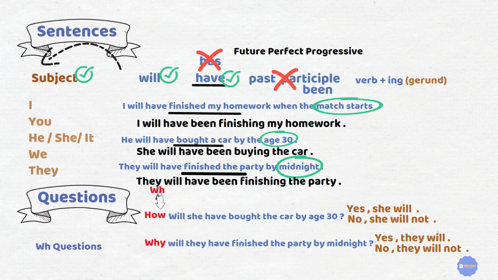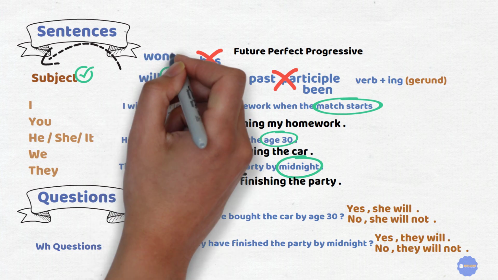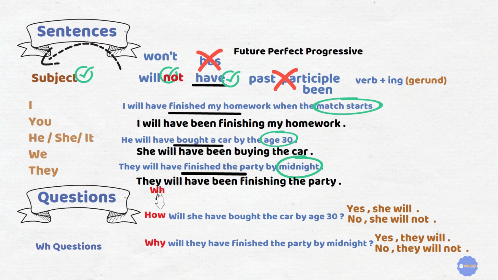How to form negatives? We just add not to will. So it will be, I won't, she won't, they won't.